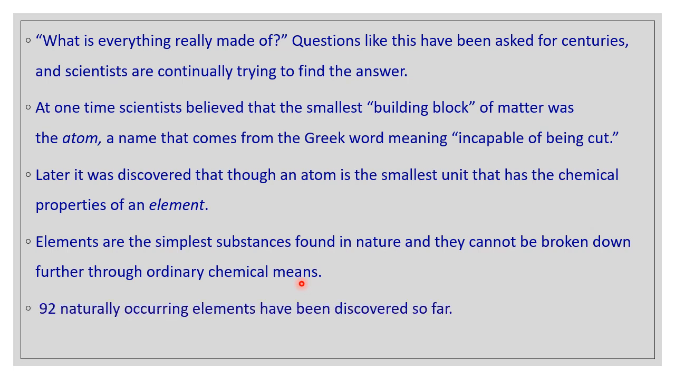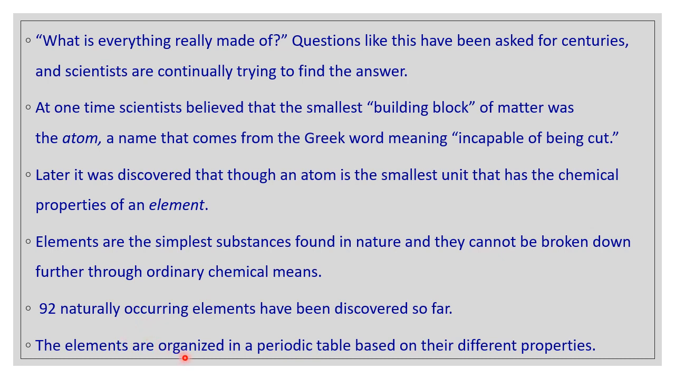Till now, we have 92 naturally occurring elements. The first element is hydrogen, and the 92nd element is what? Uranium. So hydrogen to uranium, all these 92 are called naturally occurring elements. They occur in the air, in the earth's crust, and in the water. They occur in different spheres and different areas of the earth.